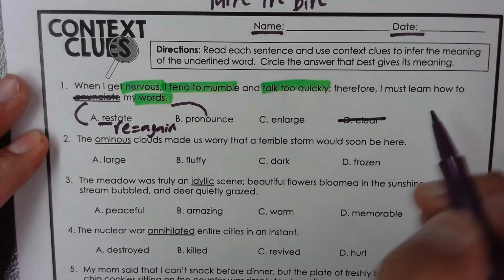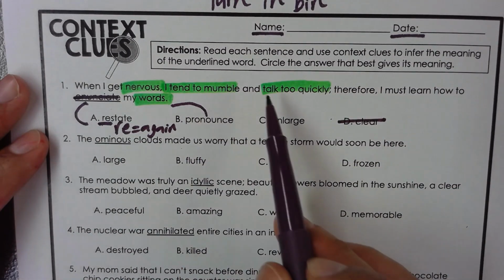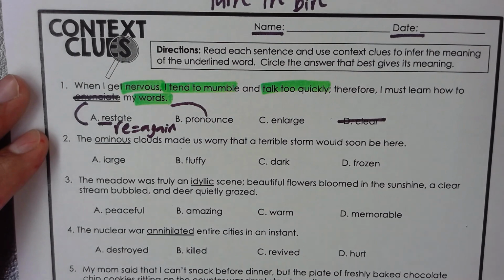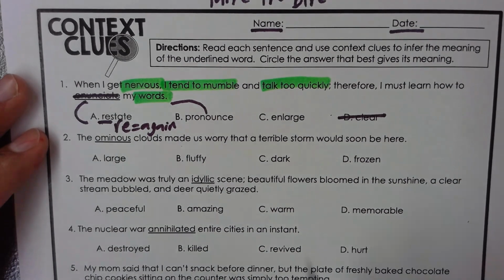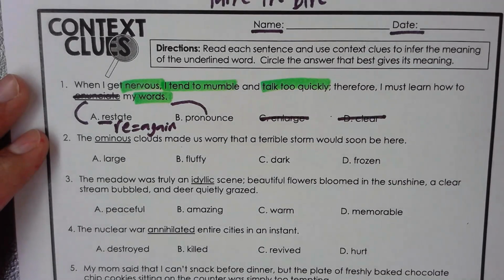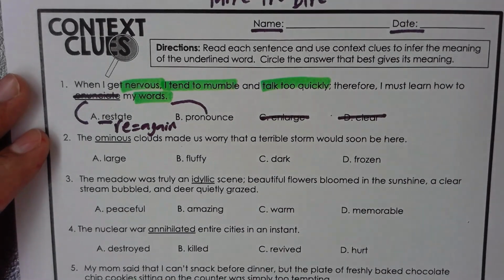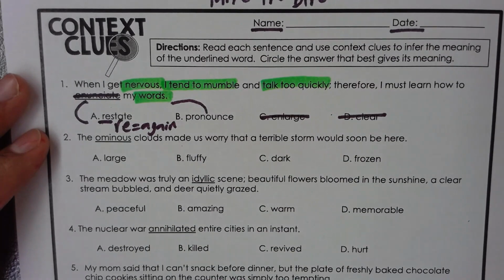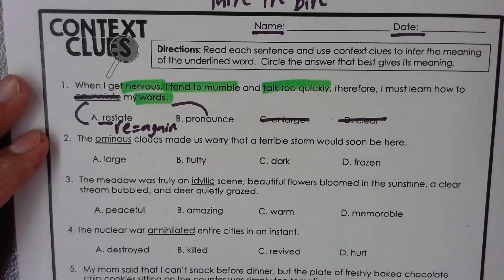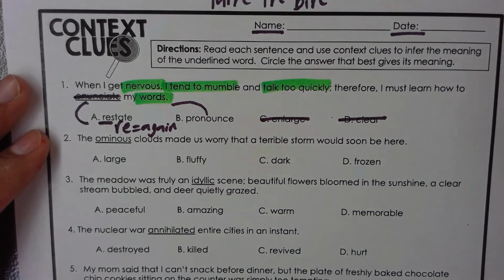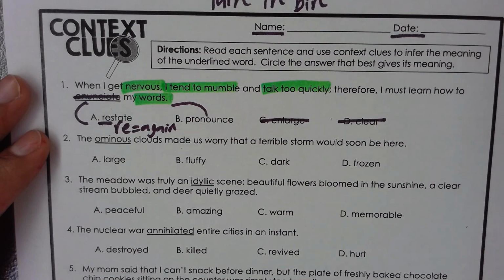No, that doesn't fit our context clues of mumbling words and talking quickly. What about enlarge? You really can't enlarge words if you're speaking them. So it's not going to be enlarge, like making them bigger. It's either restating or pronounce. So let's double check by plugging it in. I must learn how to restate my words or pronounce my words. If you need to enunciate them since you talk really fast or you mumble them.